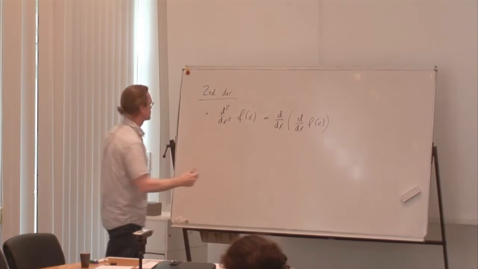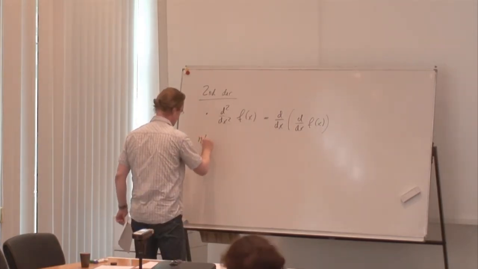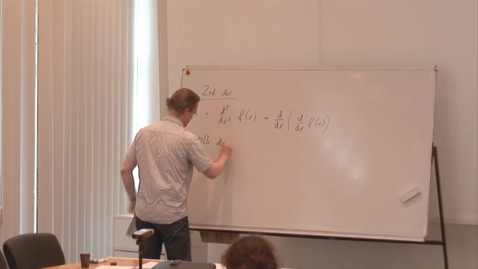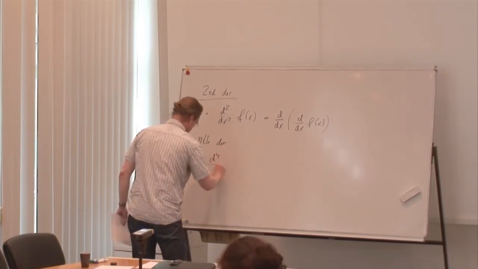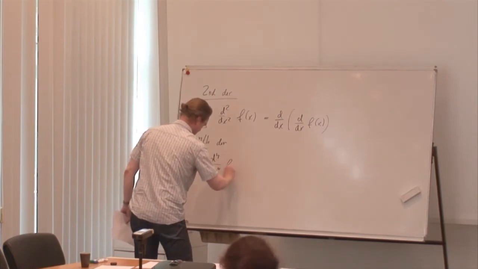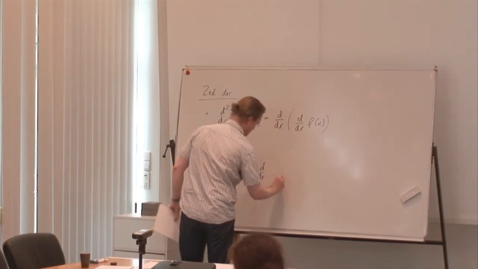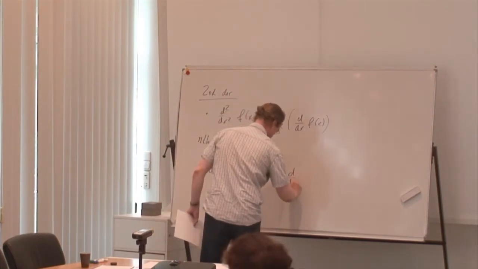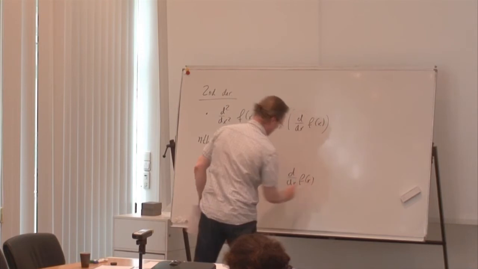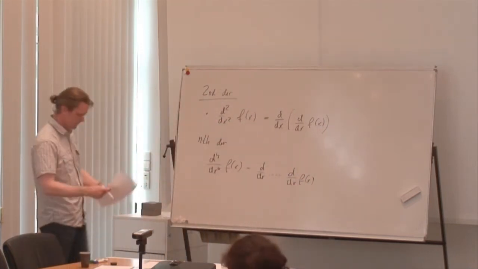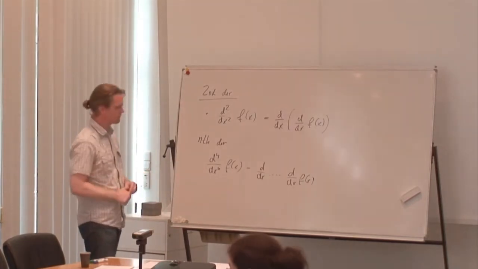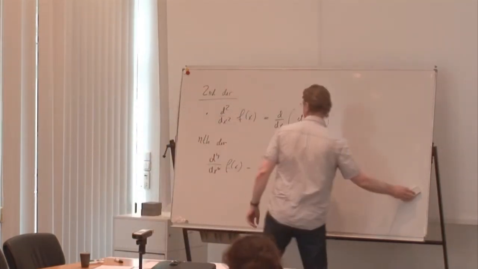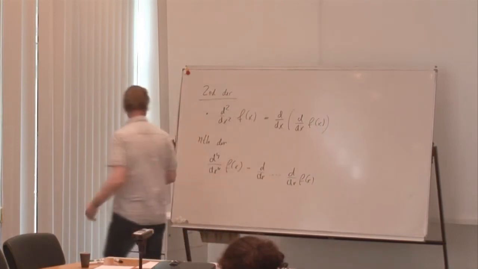Right? And of course, we can have the nth derivative, and that is basically dn dxn f of x, this is d dx d dx f of x. Okay, that was a very brief and brutal reminder of what is going on with respect to univariate functions.